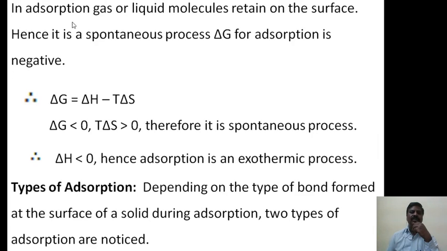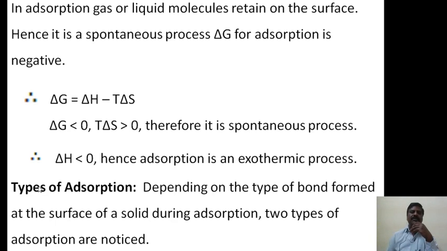In adsorption, the gas or liquid molecules are retained on the surface, hence it is a spontaneous process in which the delta G for the adsorption is negative. Therefore, the adsorption phenomenon is a spontaneous process in which delta G is negative.